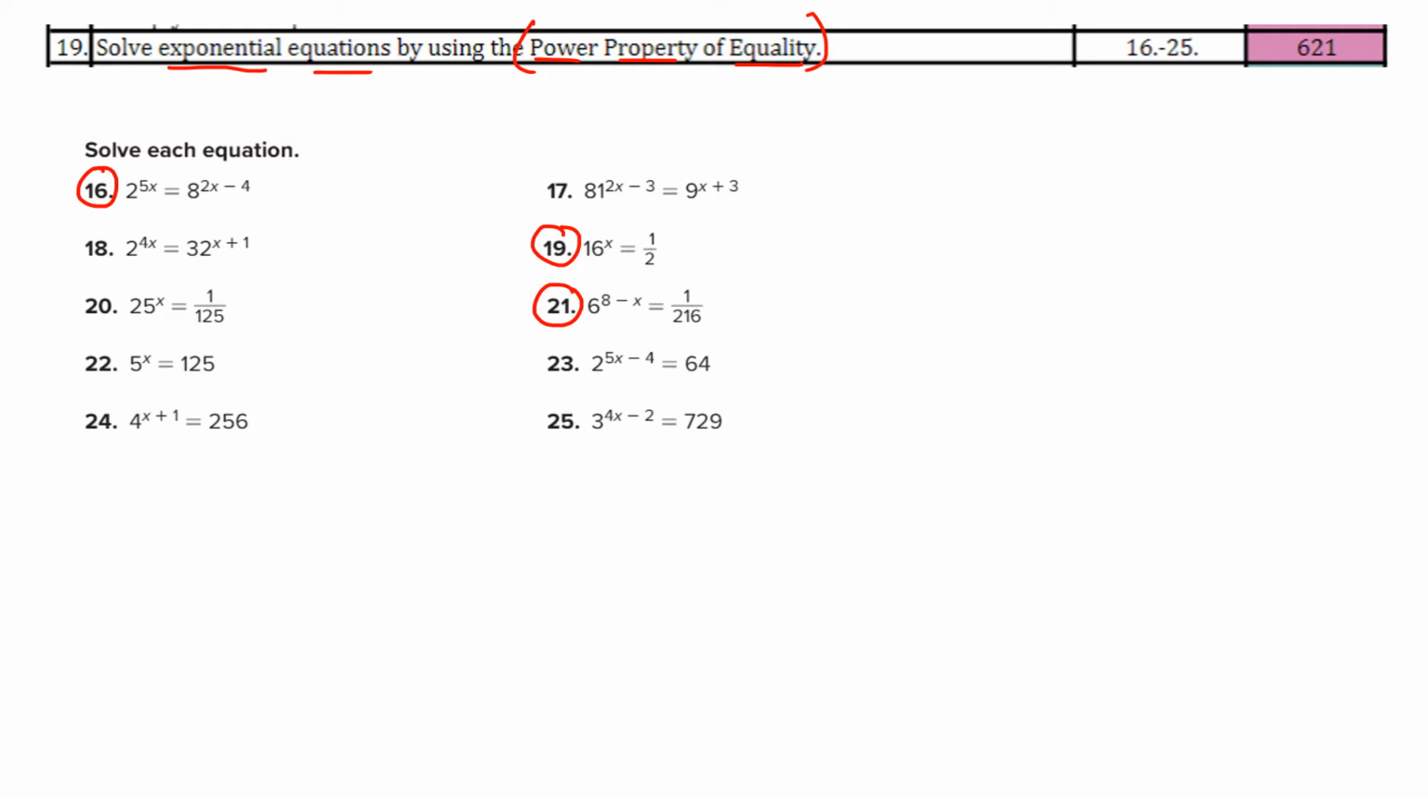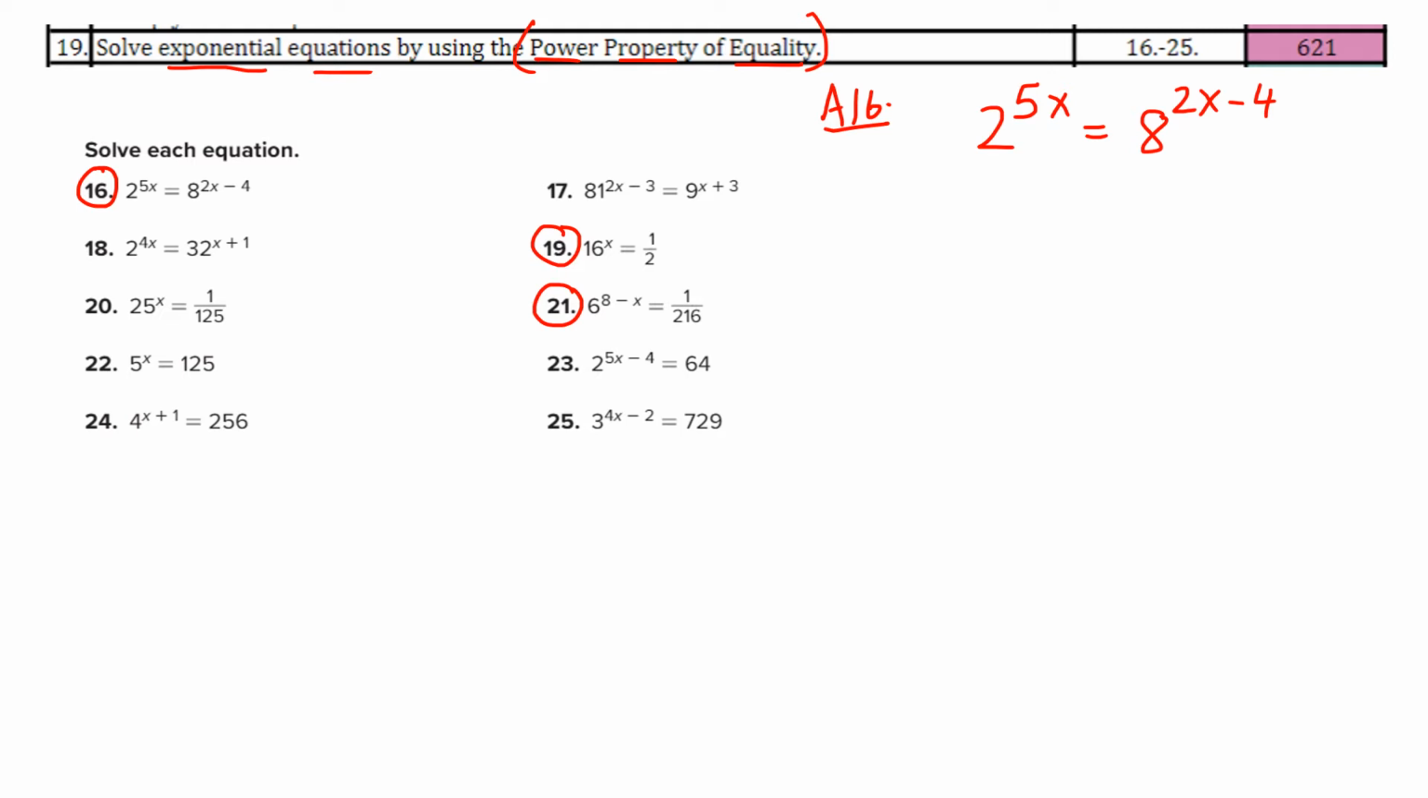So what is this power property of equality and how does it help us to solve exponential equations? That's the learning objective for this slide. So I'm going to do first question 16 for you. Pay attention to how I'm going to solve. First I write the same equation which is given. And in this, if you see, this is an exponential form with base 2 power 5x. This is an exponential form base 8 power 2x minus 5.